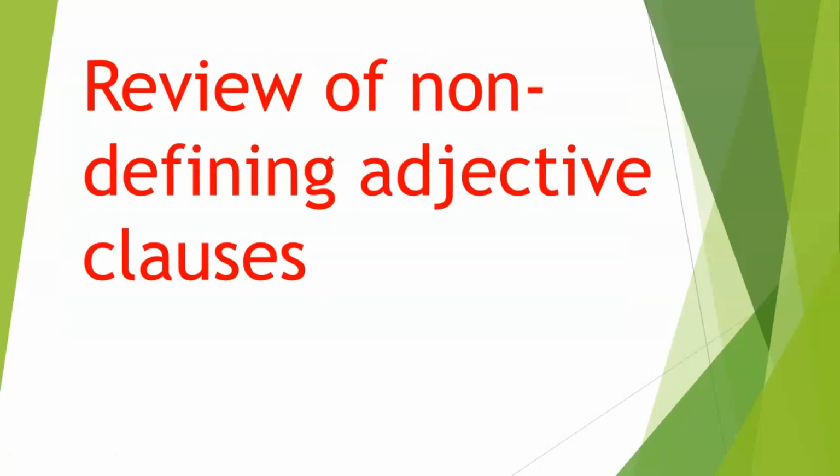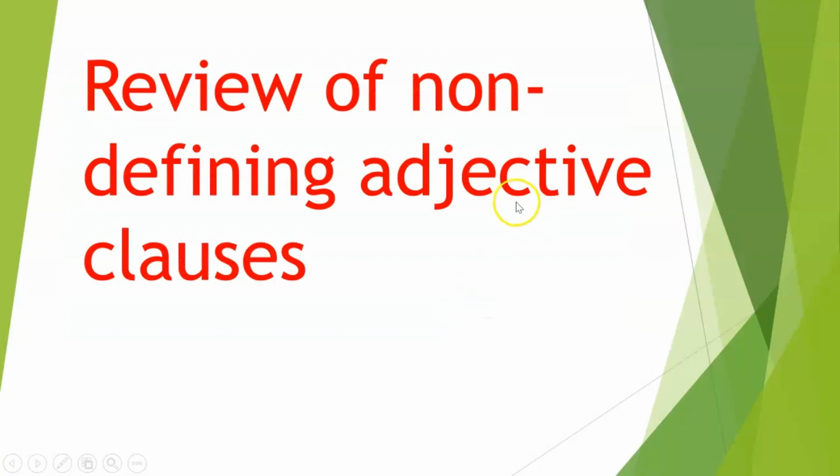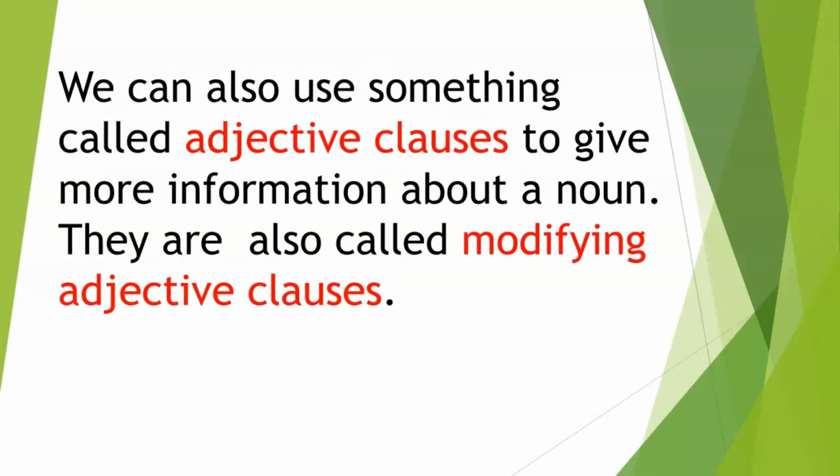Now, let's take a quick review of non-defining adjective clauses. So remember that we can use an adjective, which is one word, to give information about a noun, or we can use a group of words to give information about a noun. So again, we can also use something called adjective clauses to give more information about a noun. They are also called modifying adjective clauses.